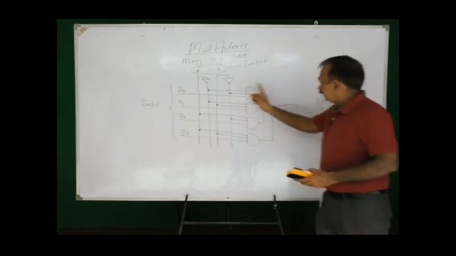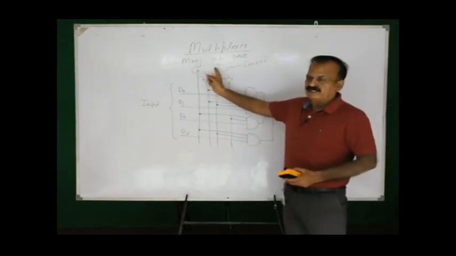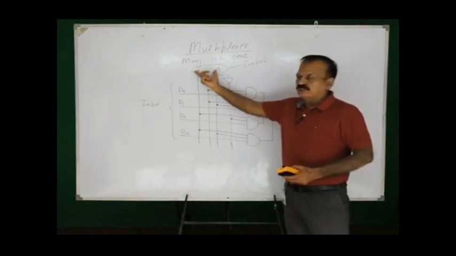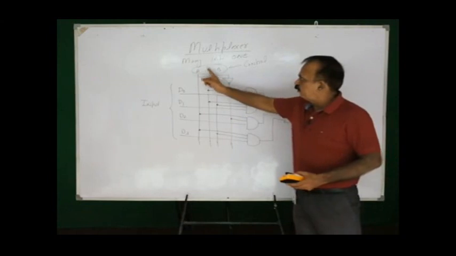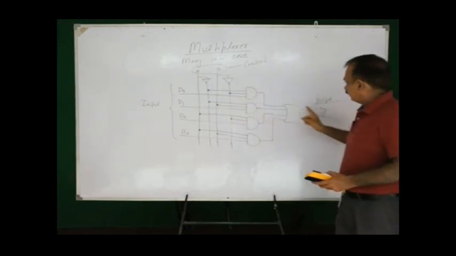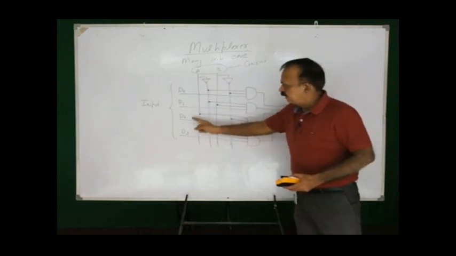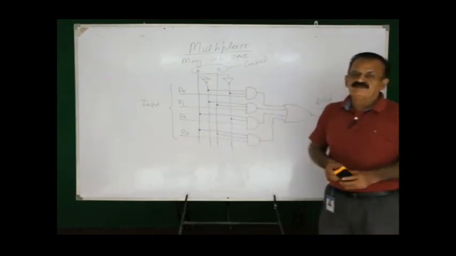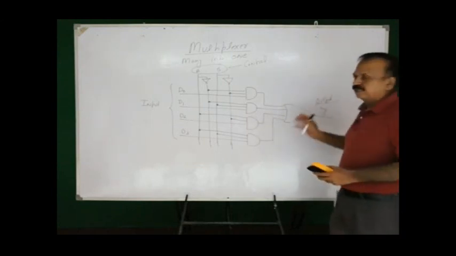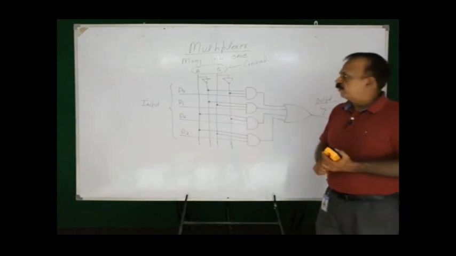Any of the inputs is connected to the output depending upon these two control signals. If these are 0 0, this D0 will be connected here. If these are 0 1, then D1 will be connected to this place, or if it is 1 0, D2 will be connected, and if it is 1 1, D3 will be connected to this output. So this circuit is a multiplexer.